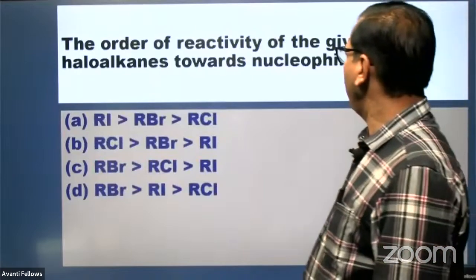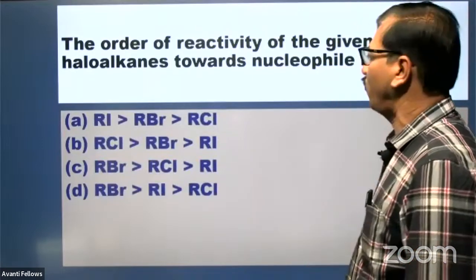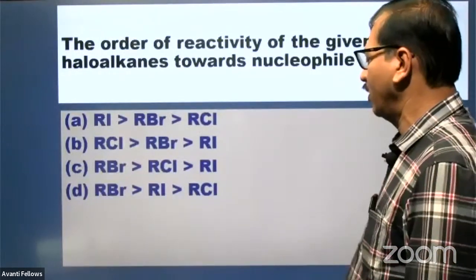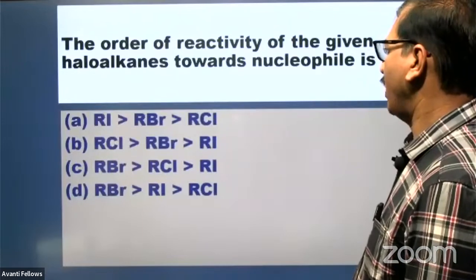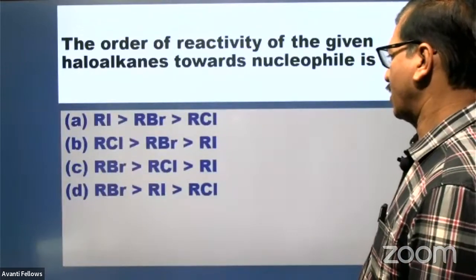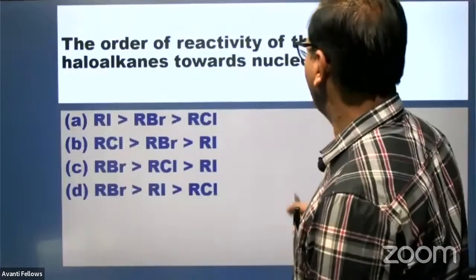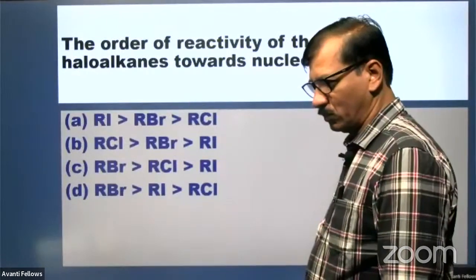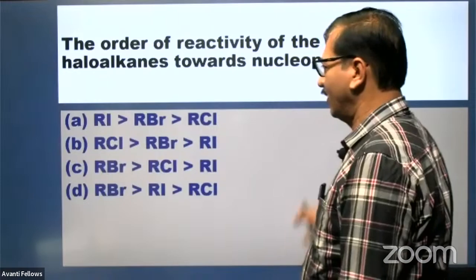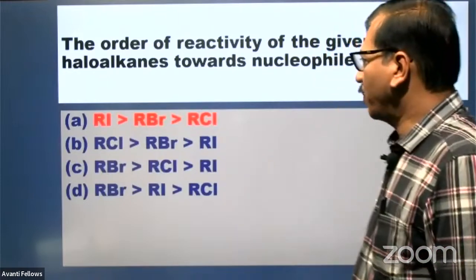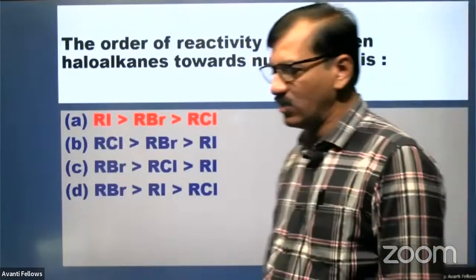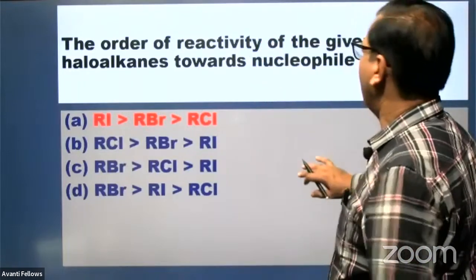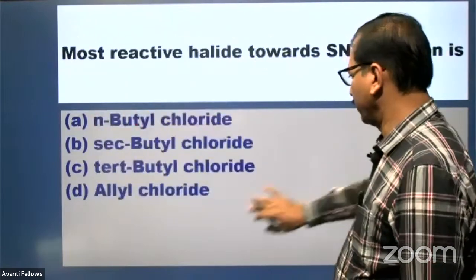The order of reactivity of the given haloalkanes towards nucleophile is? Option A. Very quick. Good. RI is more reactive than RBr than RCl, right? So this is RI more than RBr than RCl. In RI, I is a better leaving group, therefore the nucleophile is being substituted easily, right?